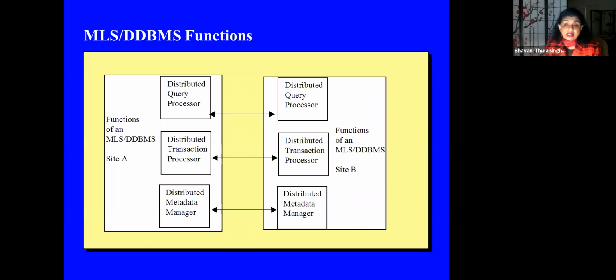And then multi-level distributed database system functions. Remember, we talked about a distributed processor, right? So the functions of a multi-level distributed data system: you have site A and site B, and then you have peer-to-peer communication. The distributed query processors will communicate, the transaction processors will communicate, the metadata managers will communicate across the sites. But again, remember, we are assuming that these are all secure versions. That means security has to be maintained.